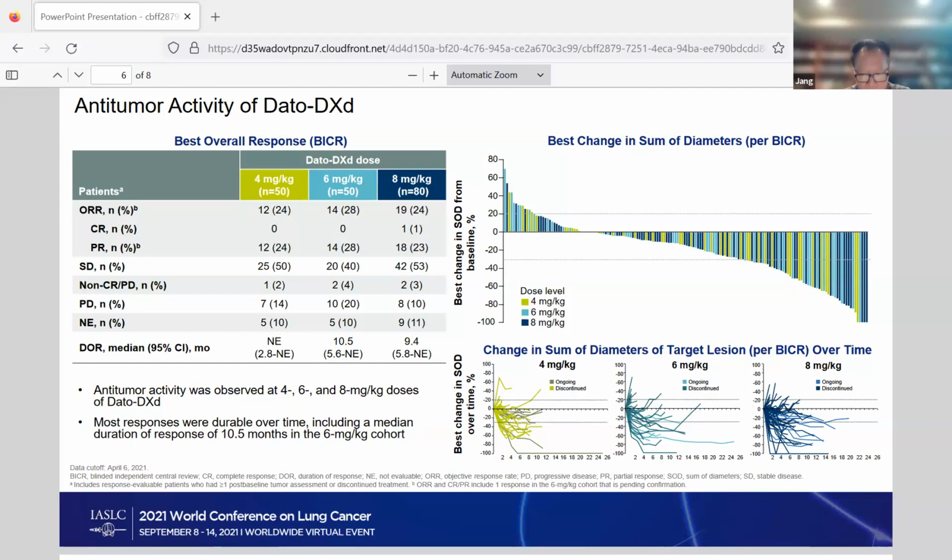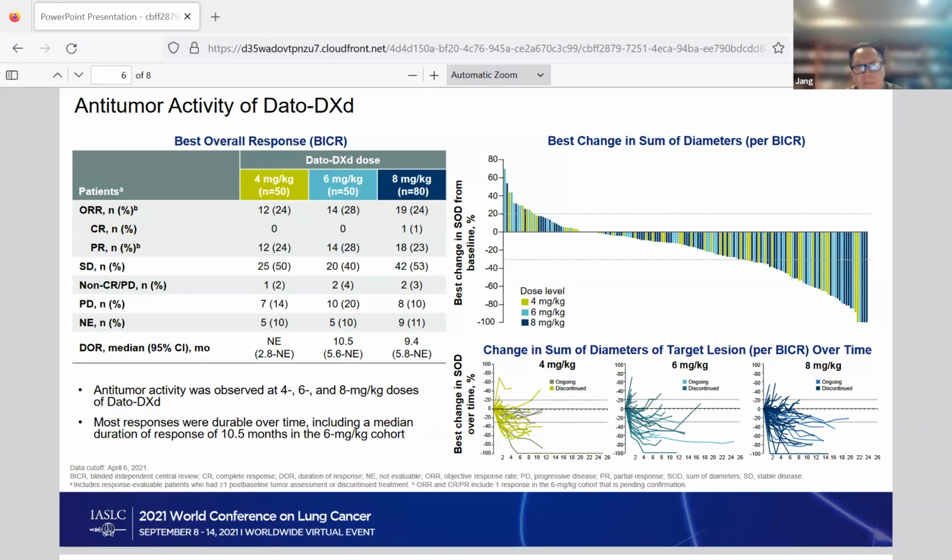This drug is clearly active. The key thing is always that 11 to 15% of ILDs. And if I recall correctly, 6 milligram per kilogram is the dose that they will take into the next phase. And as I also recall, there's like 10% of grade 5 toxicity there.